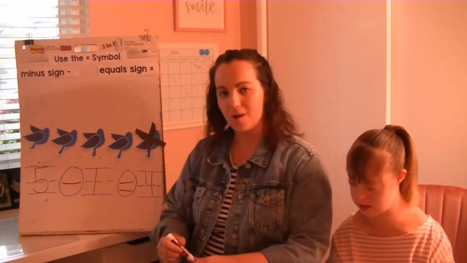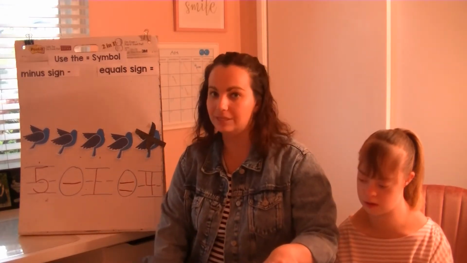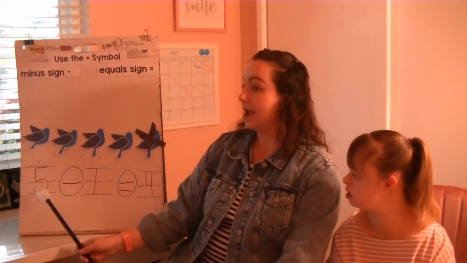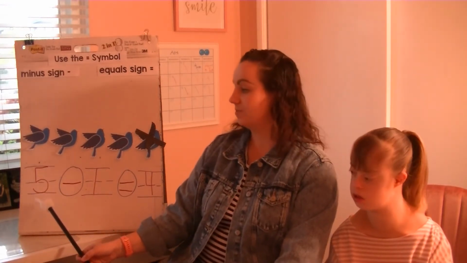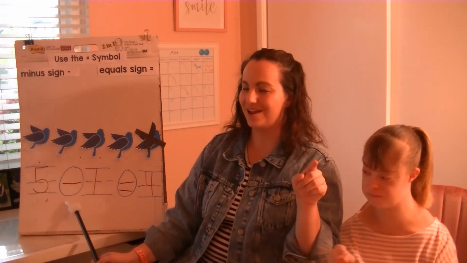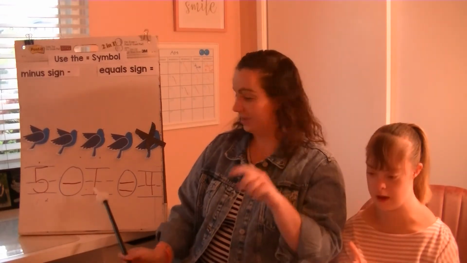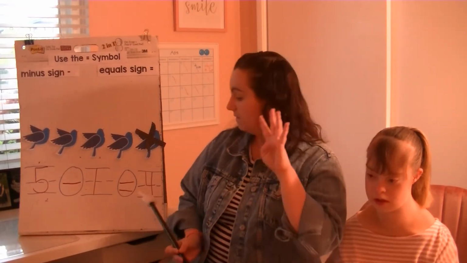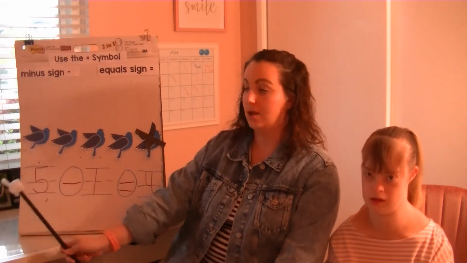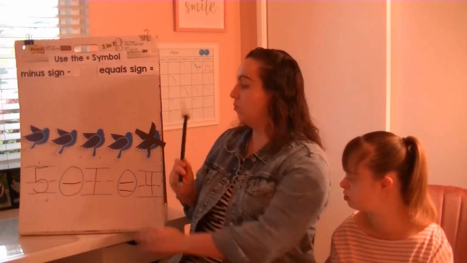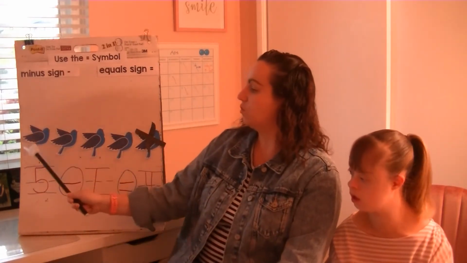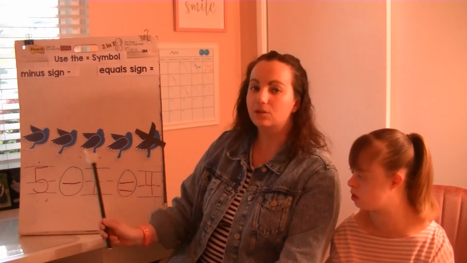Awesome job. Let's go back, reread the subtraction number sentence we just wrote and solved, okay? Ready, set, read with me. 5, minus or take away, 1 equals 4. You started with 5 birds, minus or take away 1 bird, equals or is 4 birds left that are still here.